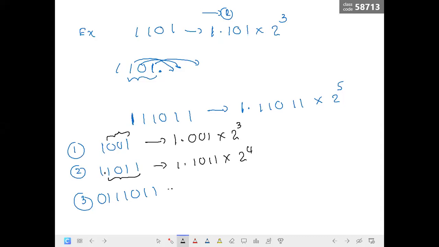The next one, sometimes students make mistake because they are going to write like this. The number is this, 1 1 1 0 1 1, right? As we have to keep only one digit at the left side of the binary point, you are going to do like this, but it's wrong, because can you remember the digit which is at the left side should not be a 0.